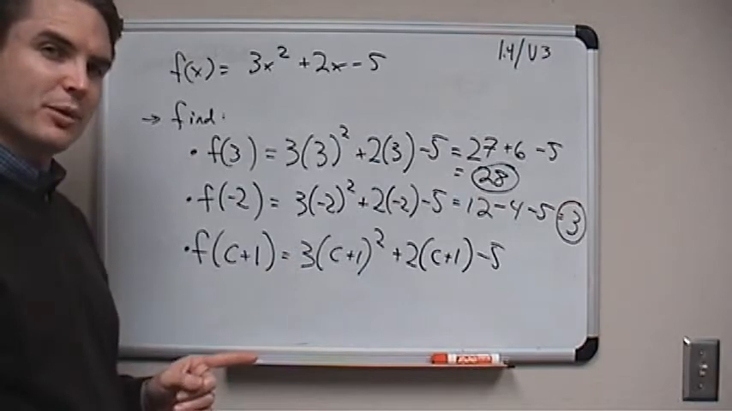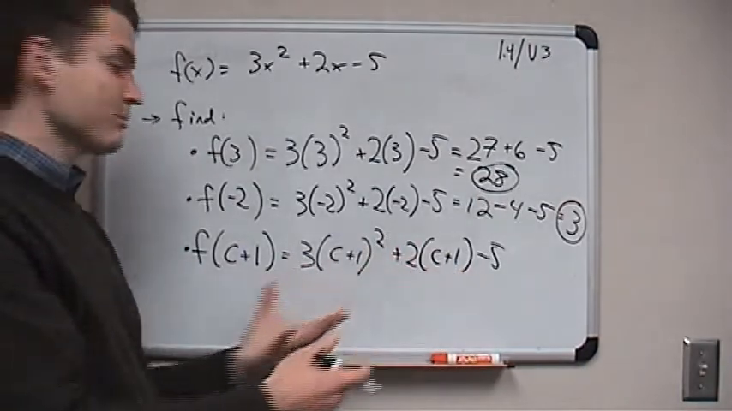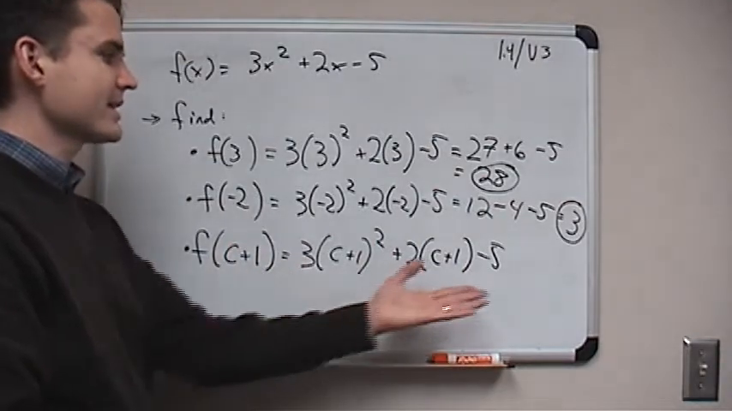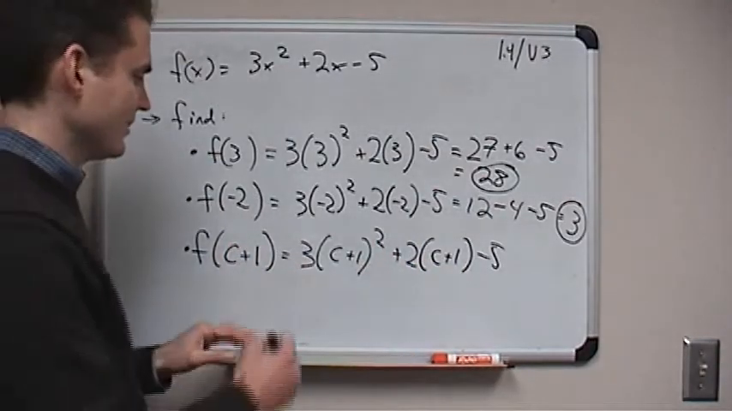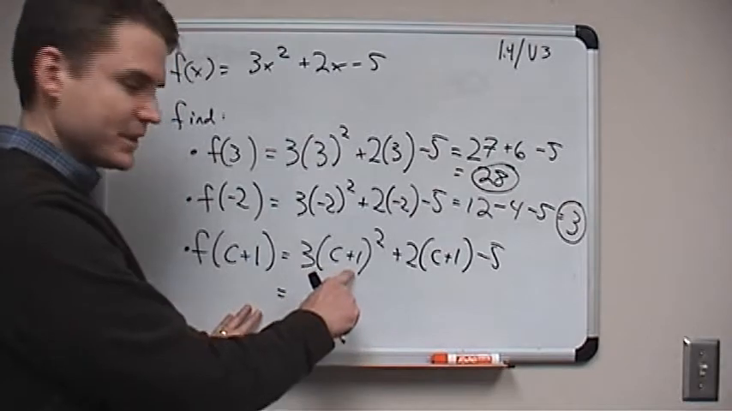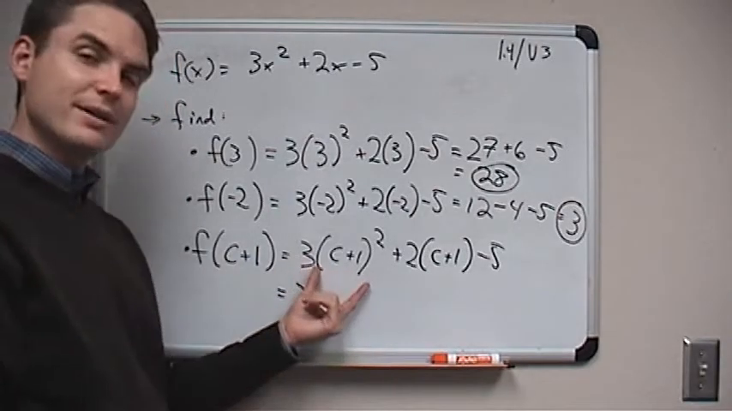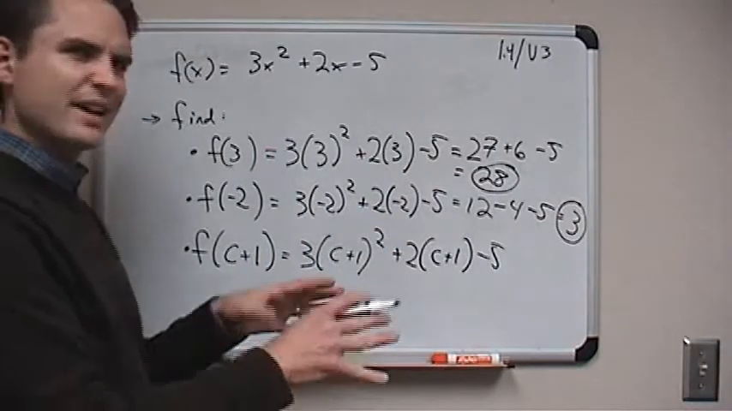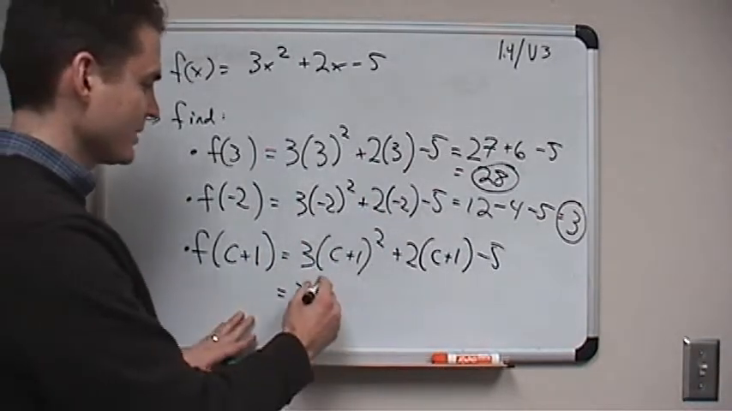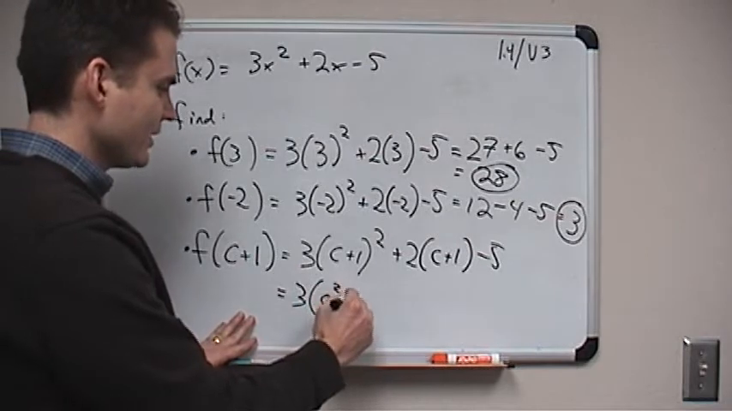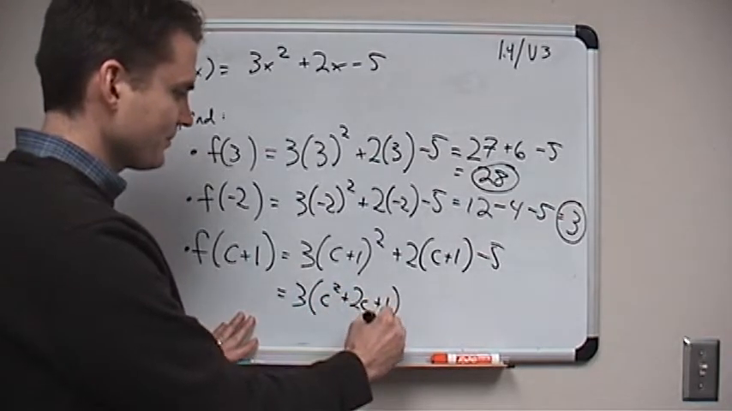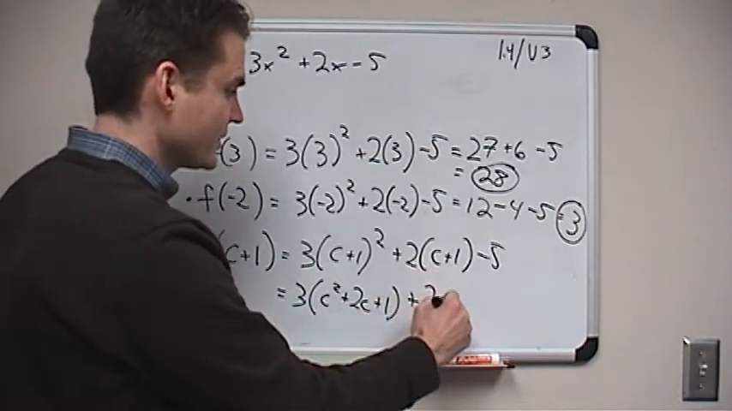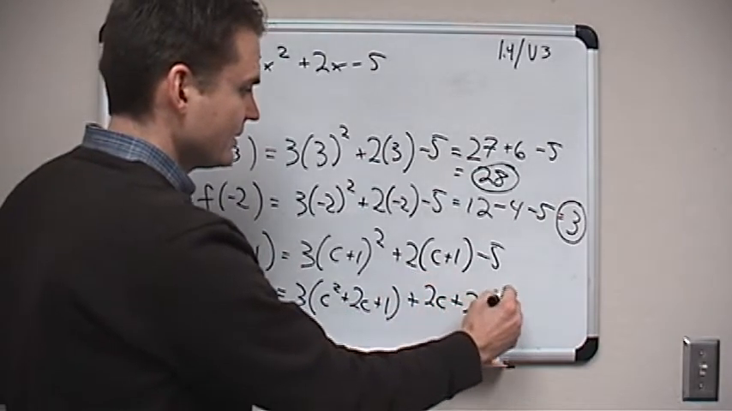That's going to be important for us in the future, to put some set of variables into a function instead of x, and then simplify. So I'll go ahead and do that. If I FOIL c plus 1, remember, you're squaring c plus 1. You have to take c plus 1 times c plus 1. I do that in my head because we're running out of space, but you'll get 3 times c squared plus 2c plus 1, plus, I can go ahead and distribute the 2 in here, 2c plus 2 minus 5.